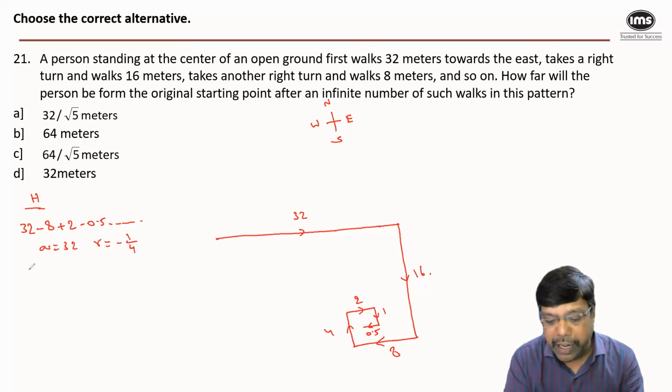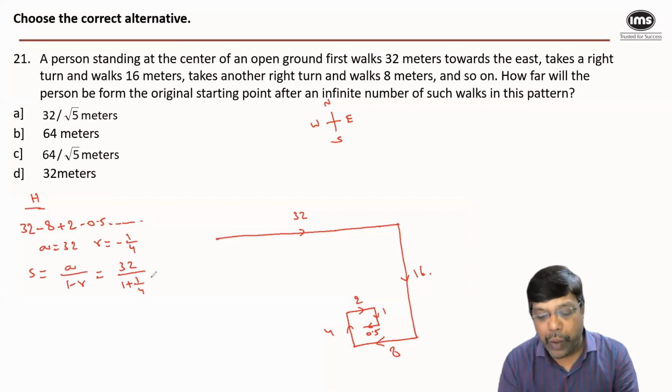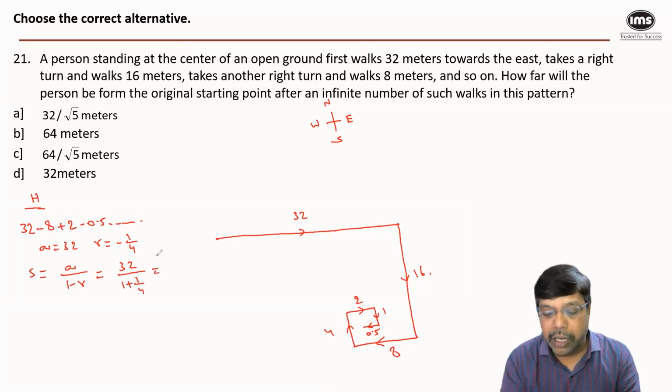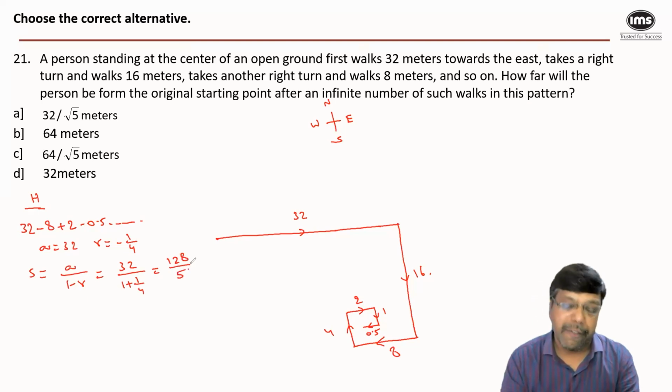So sum to infinite terms is equal to a by 1 minus r, which is equal to 32 by 1 minus of -1/4. That becomes 32 by 1 plus 1/4. Now 32 into 4, which is 128 by 5.